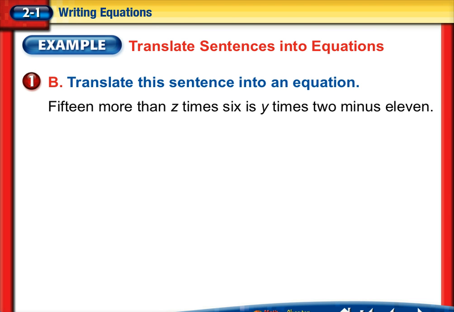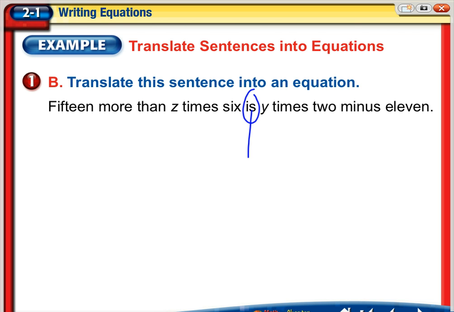Let me read this carefully. Notice someone said expression. 15 more than z times 6 is y times 2 minus 11. Did I just give away something? Yes, it does. The word "is" means equal, even though I don't see the word equal. So technically, that word right there is equal. So we know that this is an equation or an expression. It's an equation this time.